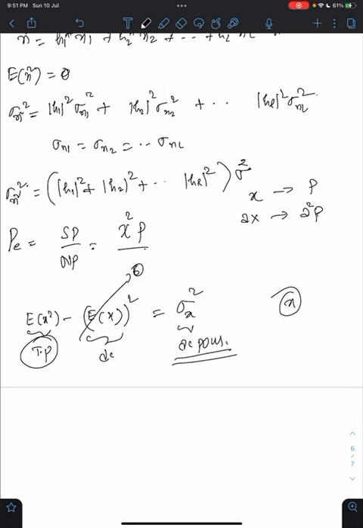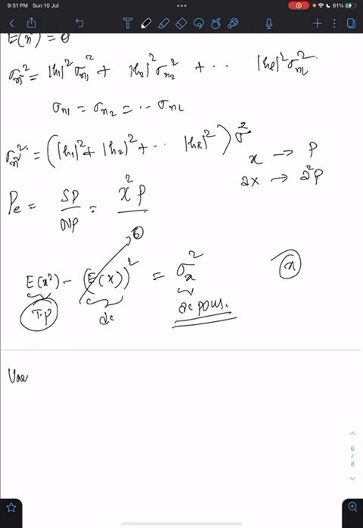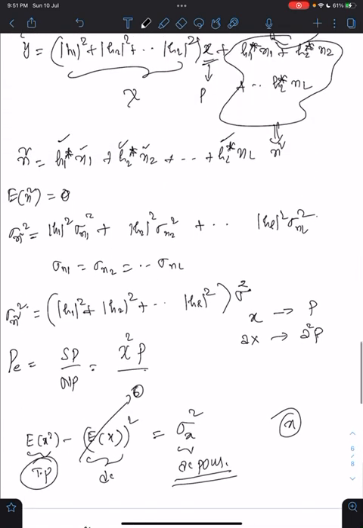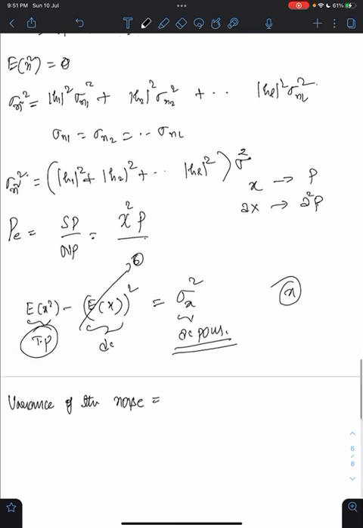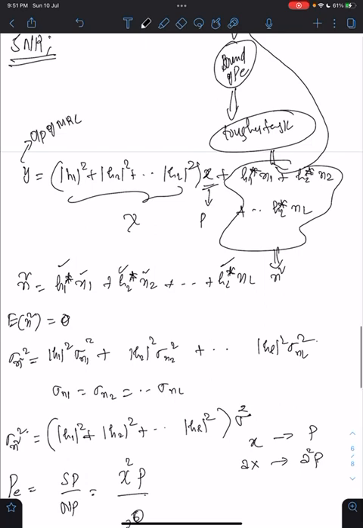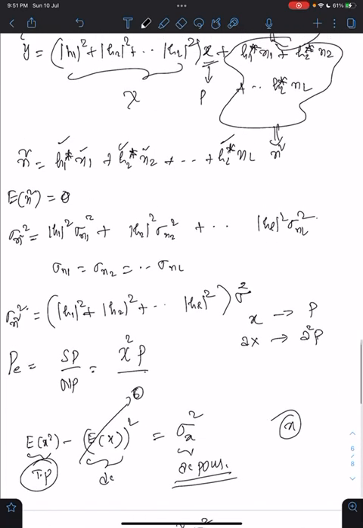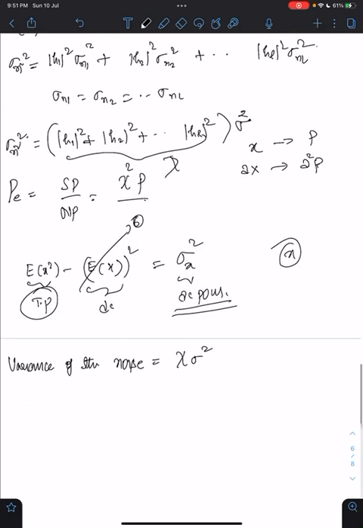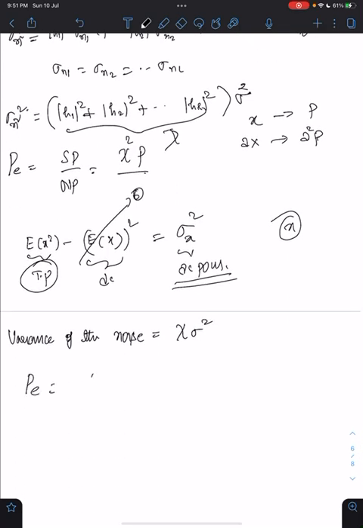So what is the variance of the noise? We have done this, right? This is chi times sigma square, because we have defined h1 square plus h2 square and so on, equals chi. So this same chi is showing up here. All right. So chi into sigma square. So the SNR equals signal power chi square into p by chi sigma square, which equals chi p by sigma square.